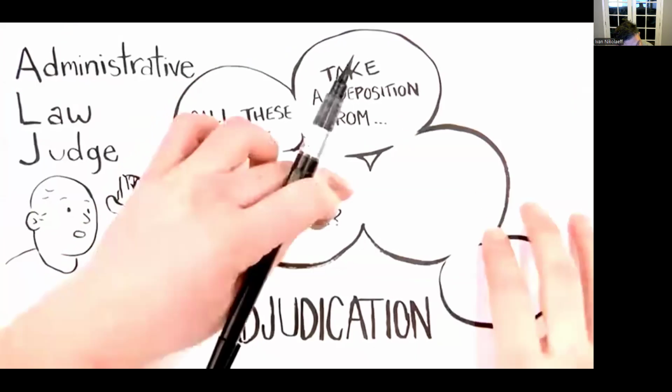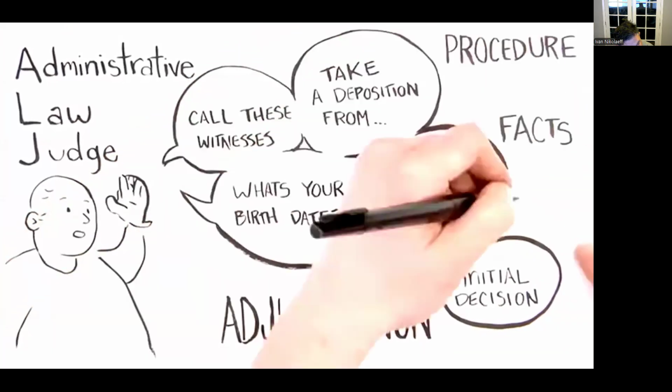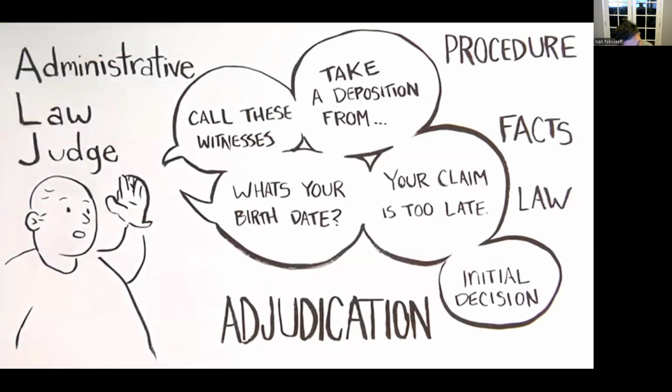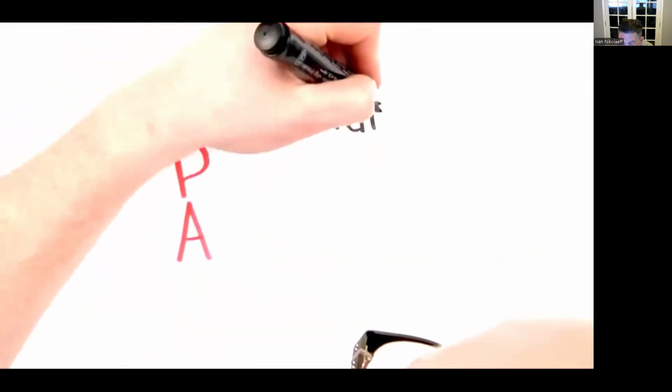So ALJs act very much like a trial judge at a court, except they're constrained to a much smaller jurisdiction. The vast majority of ALJs work for Social Security, determining disability and dependency questions. Well, what happens if people think that an agency's rule is bad or illegal or even unconstitutional?